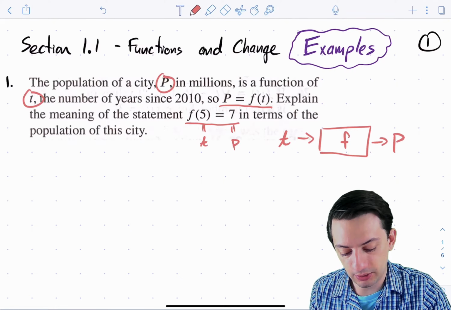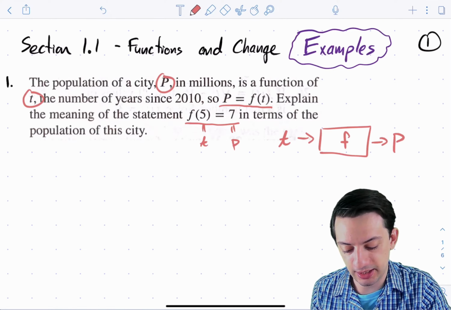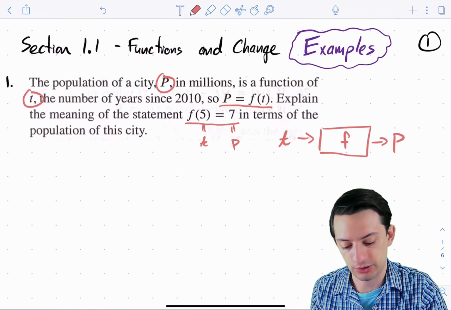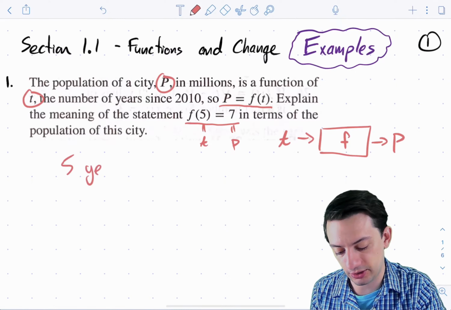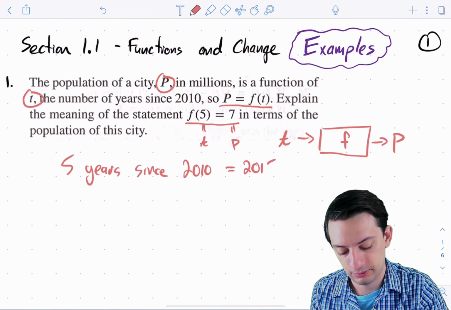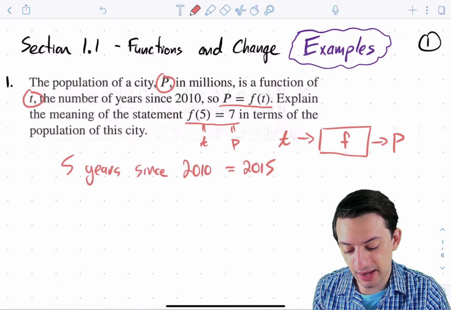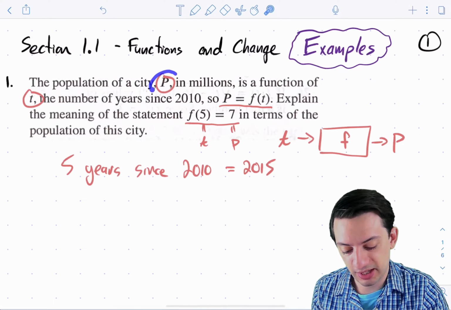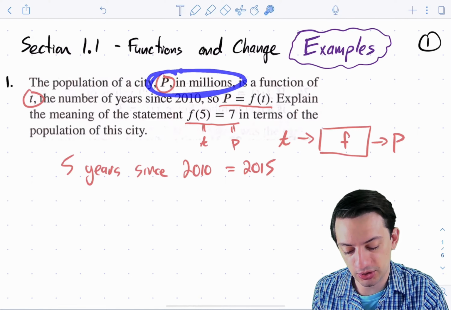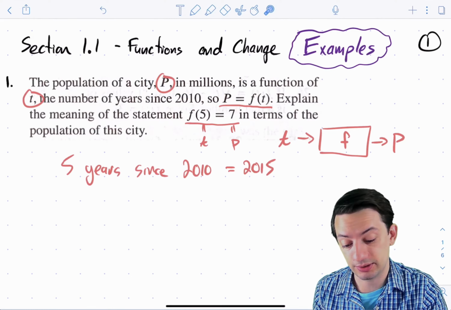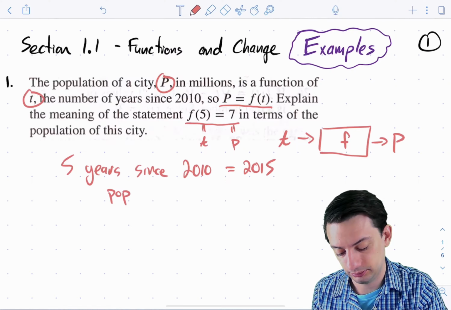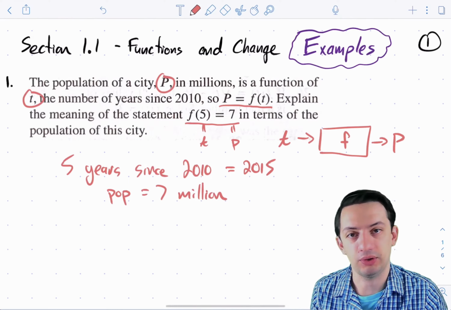So what does it mean when t equals 5? Well, it says t is the number of years since 2010. So that's 5 years since 2010. That means 2015. And we get a p of 7. And the problem tells us that p is the population of a city in millions. So that gives us a population of 7 million.